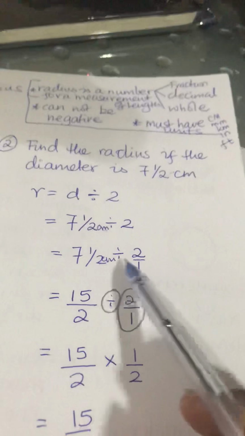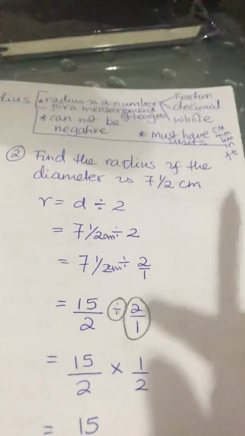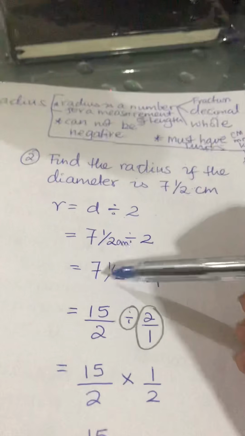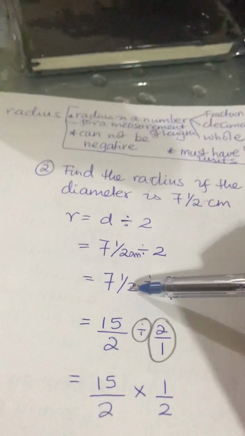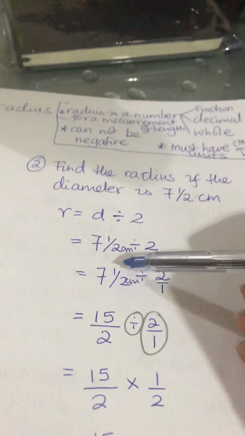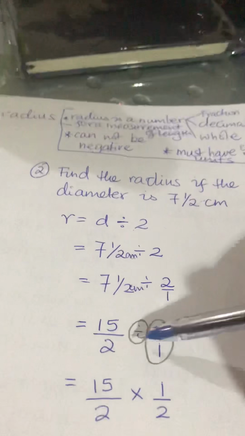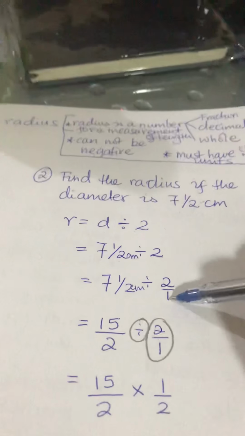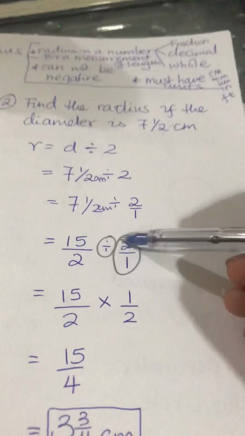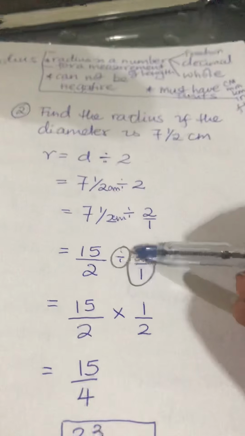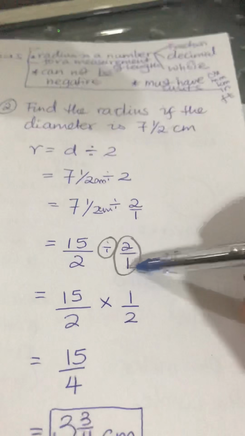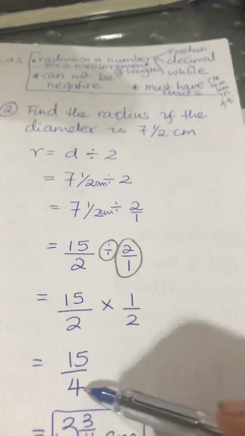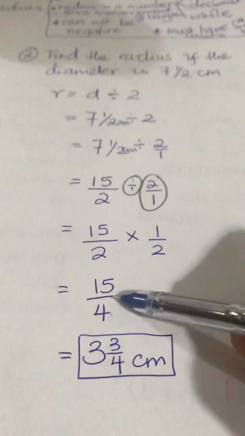So, like we learned in term 1, I converted this to an improper fraction. It is mixed. I change it to an improper fraction. 7 times 2 is 14 plus 1 is 15. I write divide by 2, and since this is a whole number, I will write 1 underneath it. When you're dividing with a fraction, the divide sign changes to multiply, the fraction gets flipped, and then I got 15 over 4.